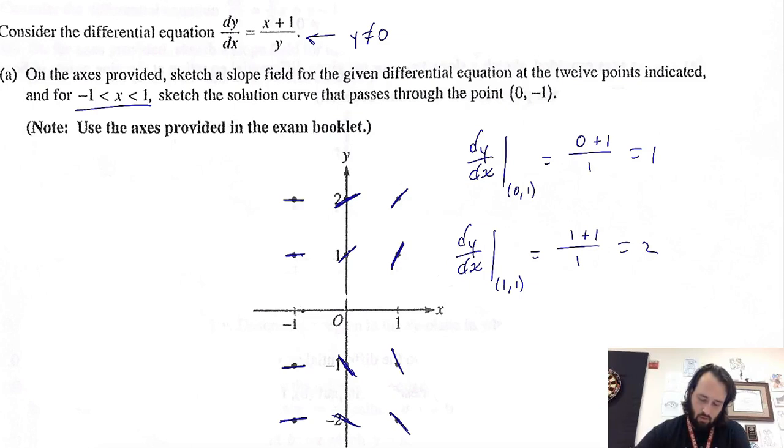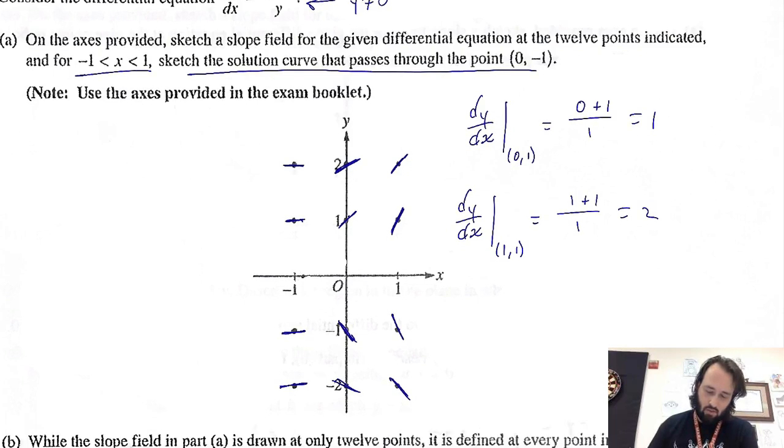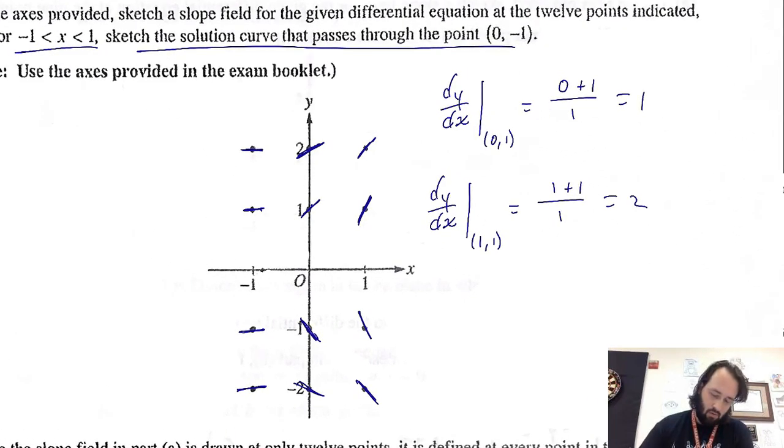And this would be negative 1. So that would be your graph there. And then the other part of this question: sketch the solution curve that passes through 0, negative 1. So I'm just going to follow the slope all along these values where the x and y are the same. That's a straight line until I get to this point where it is 0.